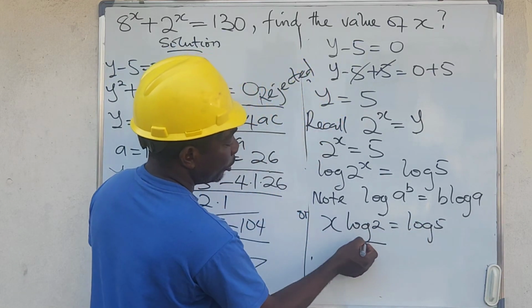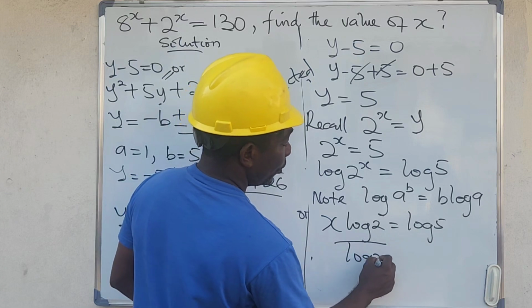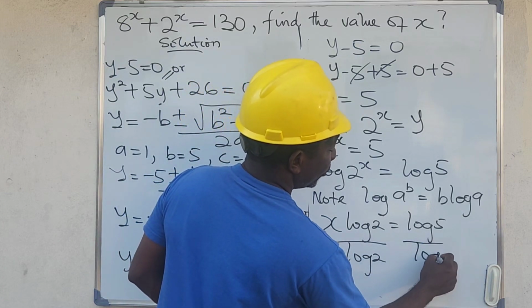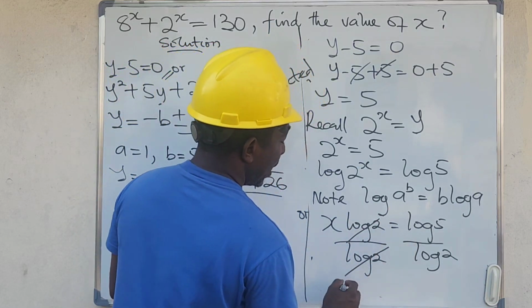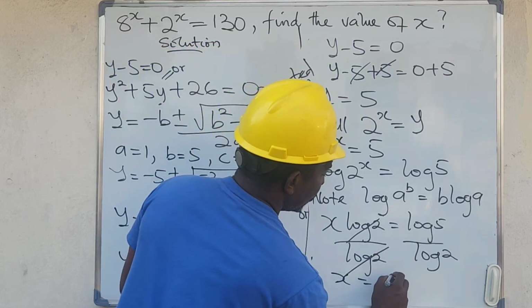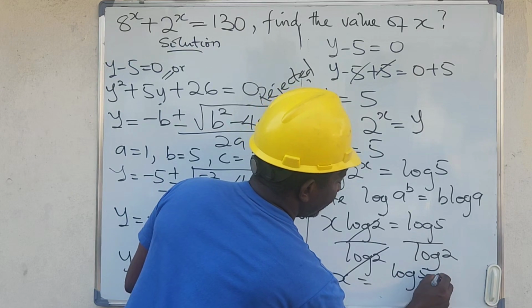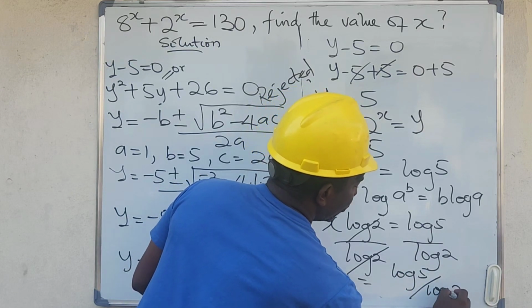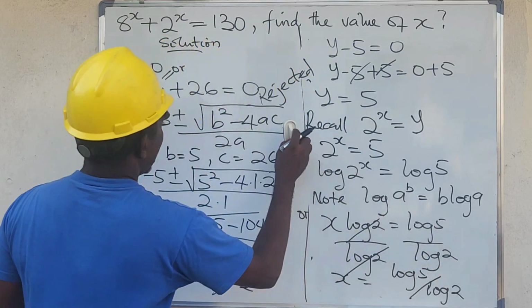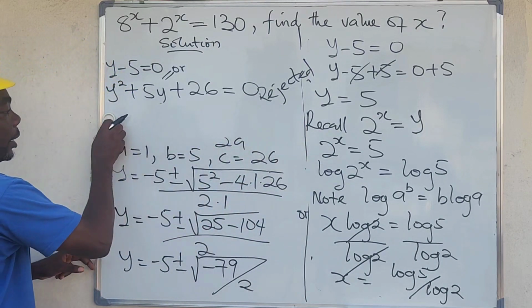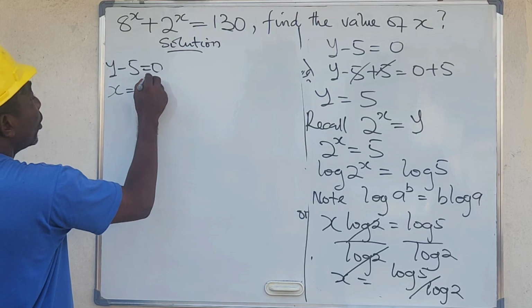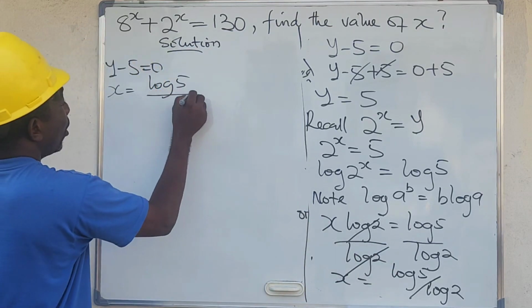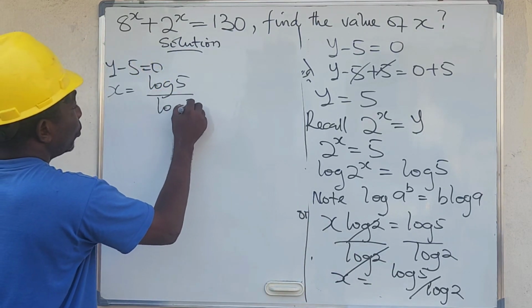So we can divide both sides by log 2. Log 2 will cancel here, and log 2 will cancel here. So we are now left with x equals log 5 all over log 2. So we have our value of x equals log 5 all over log 2.